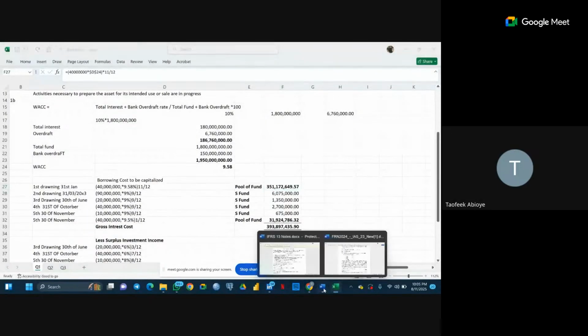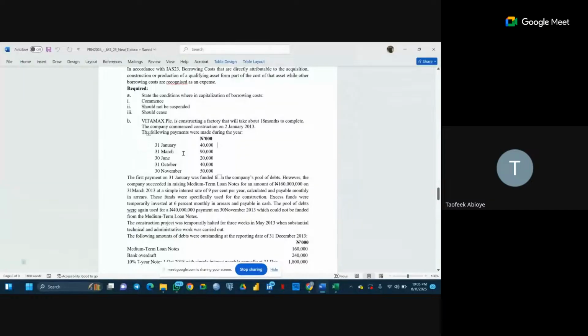Now, the second drawing of the company, on March 30. Let's check where they withdrew that from. However, the company succeeded in raising a medium-term loan note for an amount of 160 million at a simple interest rate of 9%, calculated and payable monthly in arrears. These funds were specifically used for construction. Excess funds were temporarily invested. This is the investment income, and we are going to get to that, in arrears and payable in cash.